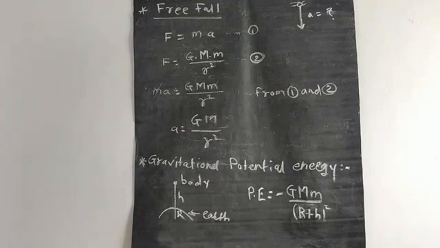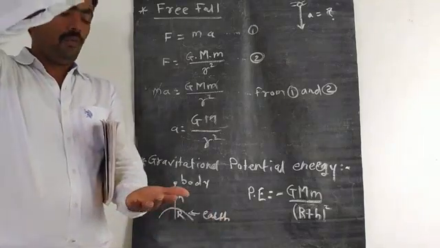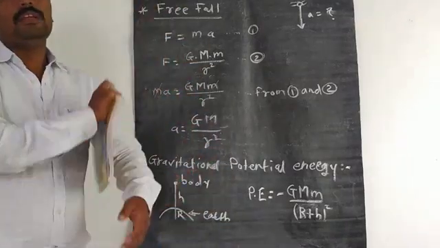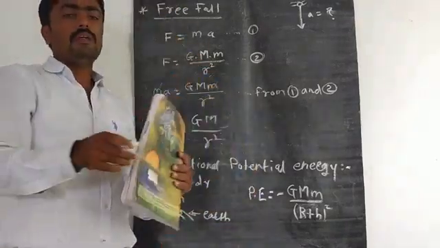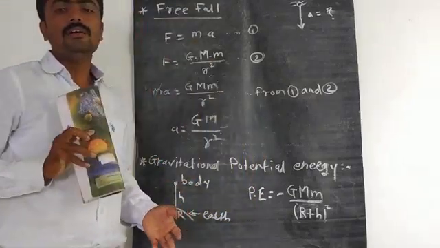While studying free fall, can anyone tell me what you mean by free fall? Free fall means, for example, see, this is free fall. If I leave any object, if I leave this book, and I don't apply any type of force, that will be free fall.